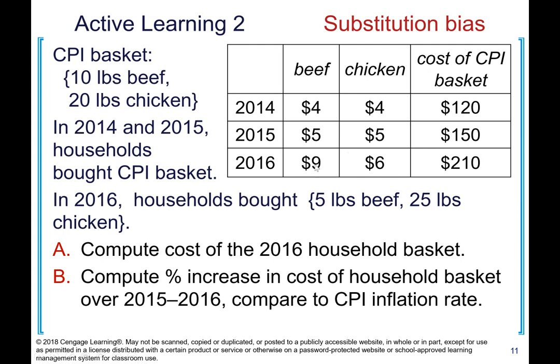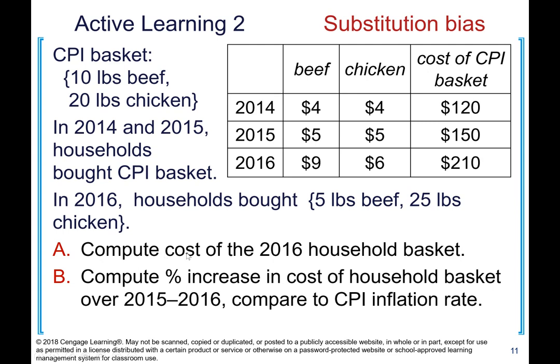So you can see that the consumer bought 5 pounds of beef instead of what is in the basket, 10 pounds, and increased the consumption of chicken, which is now relatively less expensive. And consumers do that all the time. That's what we call substitution bias. Now, let's do some calculation to highlight this case here.